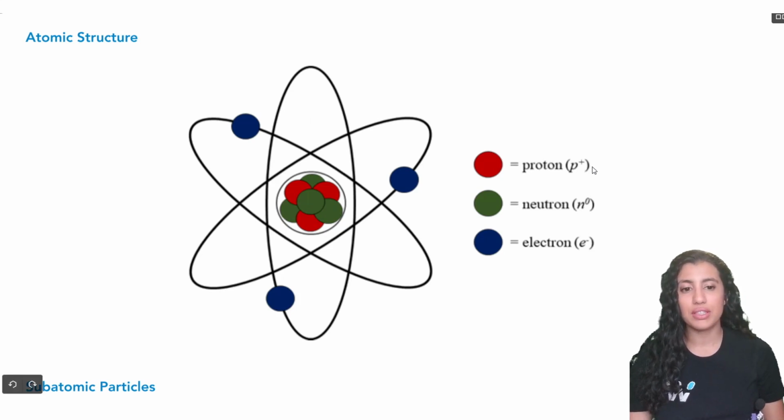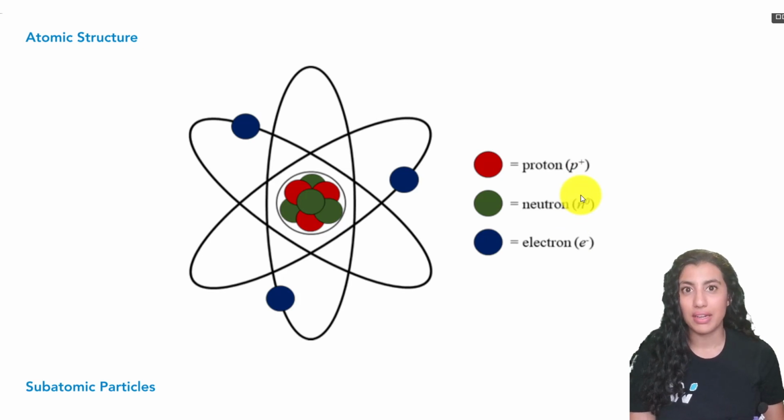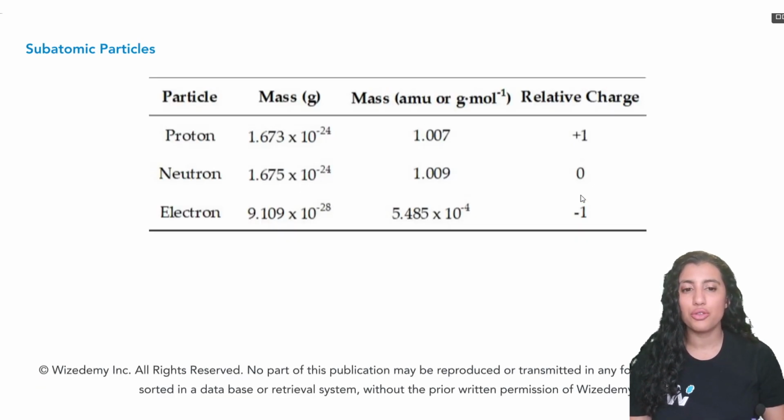The other thing to know is the charges of each of these particles. So protons are positively charged, electrons are negatively charged, and neutrons are neutral, or they don't have any charge. So this table is just going over some of the key things we just talked about. So the relative charges is something to pay attention to. And the other thing is the mass.